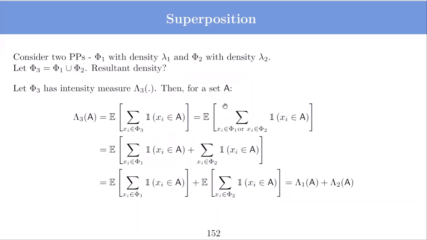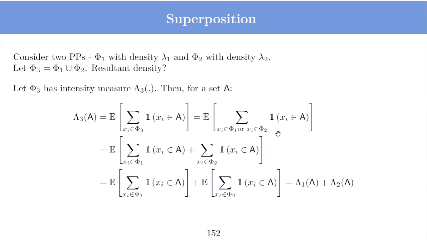So what will be the new density? Consider two point processes, phi1 with density lambda1 and phi2 with density lambda2, and let phi3 be the superposition of both. Then what is the resultant density? Suppose phi3 has intensity measure lambda3. Then for any set A, lambda3(A) is equal to the expectation of the summation over all i of the indicator that xi belongs to A. So you add over all points of phi3, and whichever point says xi belongs to A, you add them, you get the total number of points, and then you take the expectation and get the mean number of points in it. Now, if a point belongs to phi3, it means the point either belongs to phi1 or phi2.